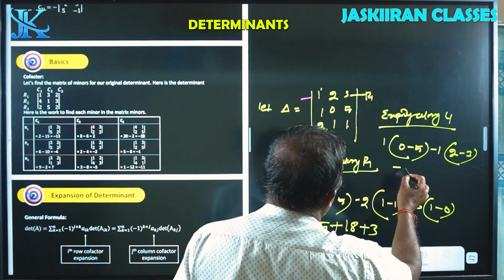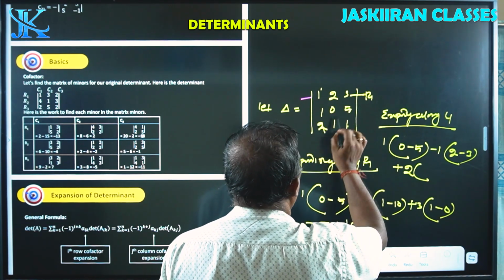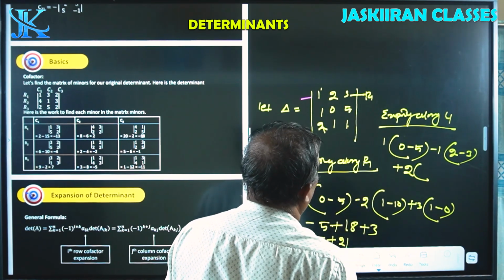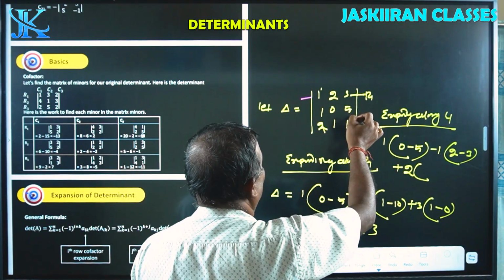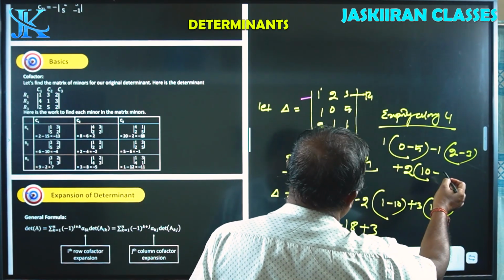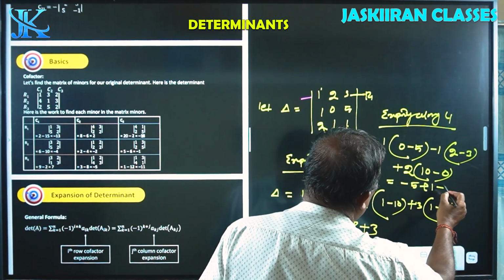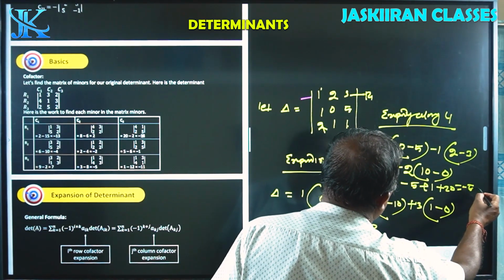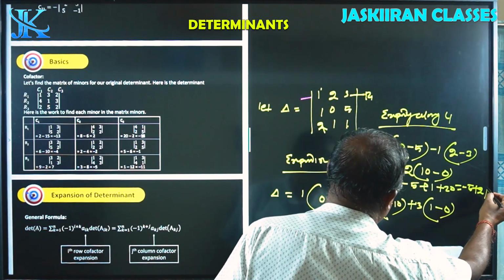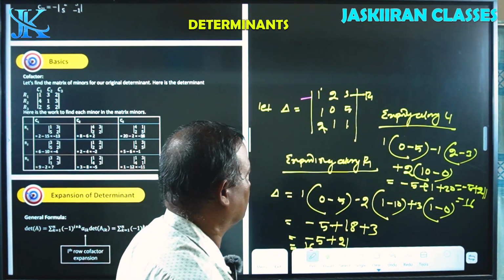Similarly, expanding along the third row and first column, that is 2, 3, 0, 5, a second order determinant. Then principal diagonal minus secondary diagonal, 10 minus 0. That is minus 5 plus 1 plus 40, which is equal to minus 5 plus 41, equal to 16. That is the only result.